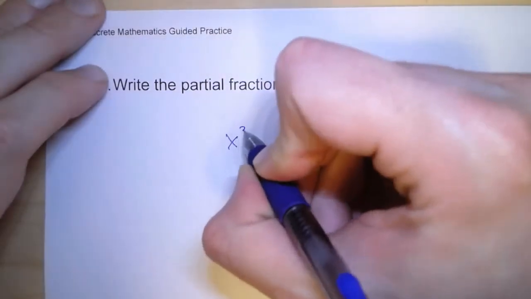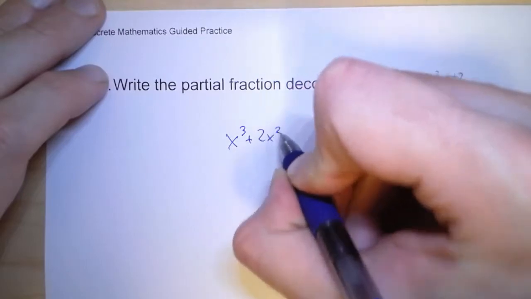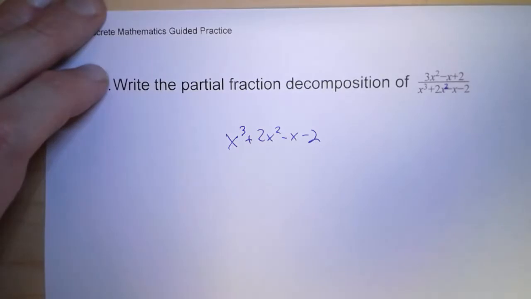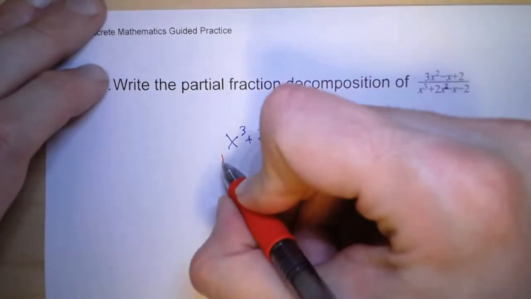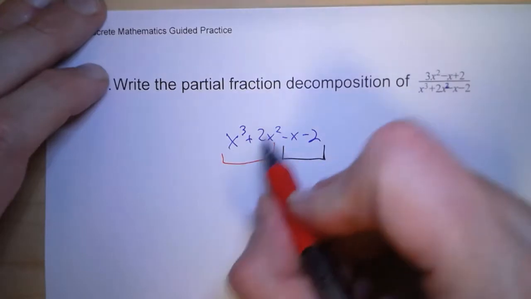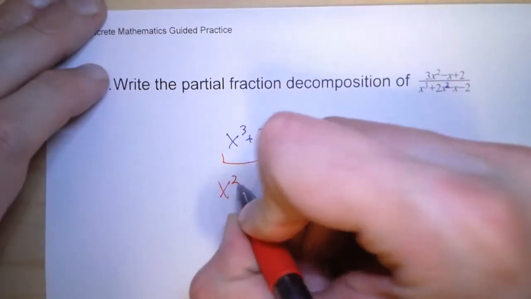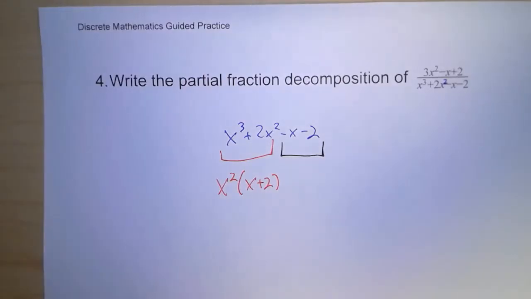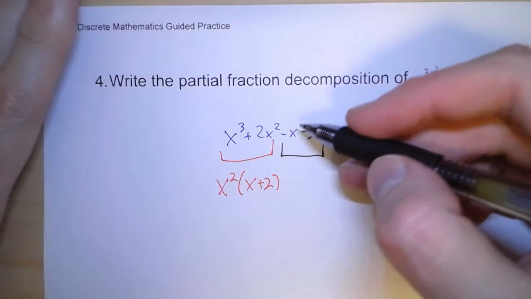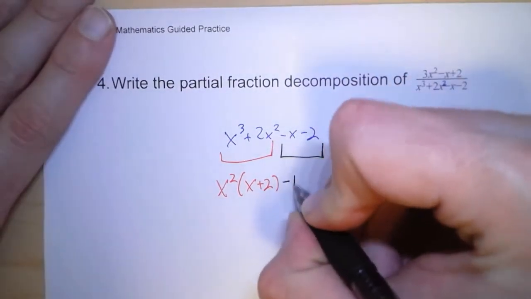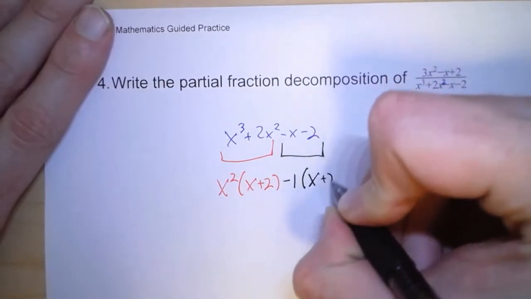We have x cubed plus 2x squared minus x minus 2. What we do is we take 2 groups. We take these 2 as one group, and we take these 2 as a second group. And we ask, what can we factor out? X squared. And we're left with x plus 2. Then, from the second 2, what can we factor out? Well, not much. They have nothing in common. But we can take out a negative 1, leaving x plus 2.